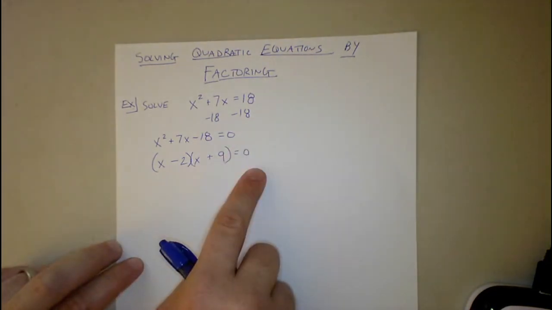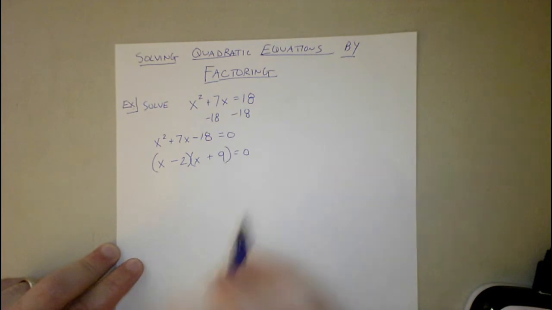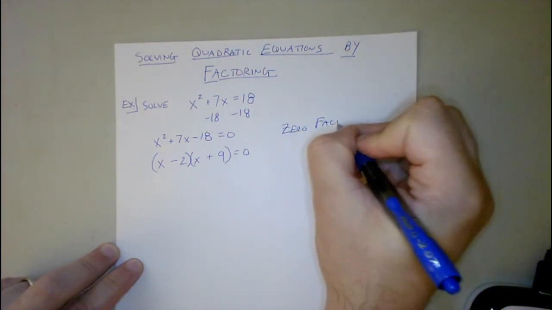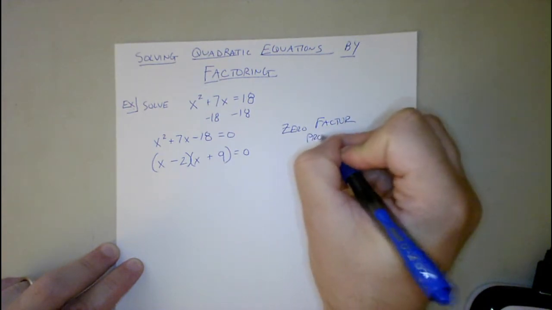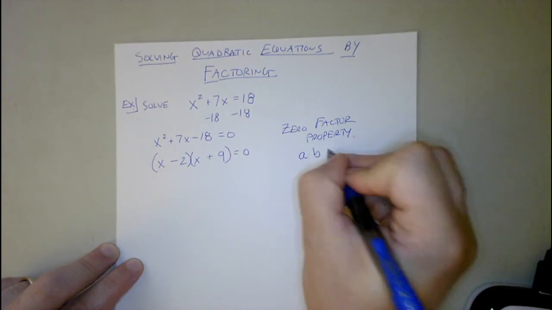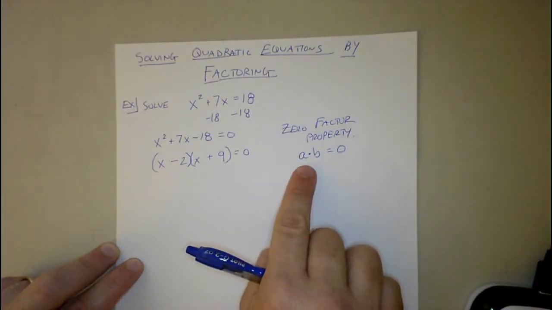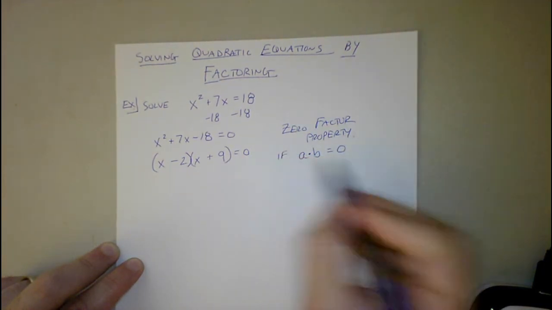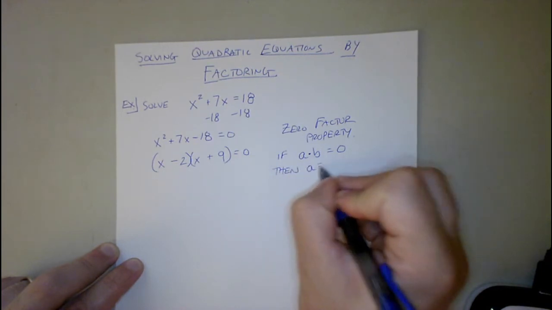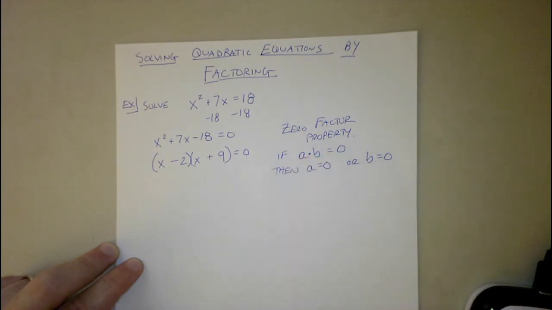So the reason why I want to set this equal to 0, and you always have to set these equal to 0, is because there's this property called the zero factor property. It says if two real numbers are multiplied together, so a times b, I'm using the dot for multiplication in this, if a times b equals 0, then we can conclude by saying a equals 0 or b equals 0. One of these two factors has to equal 0.